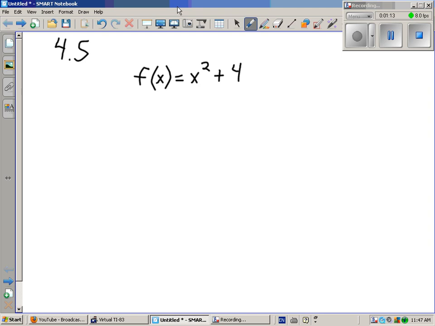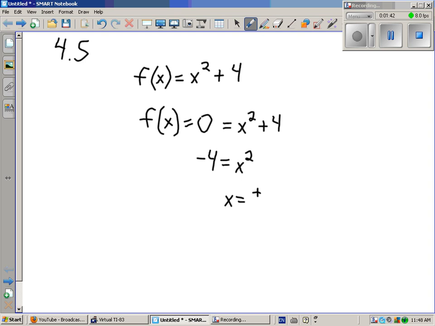But we have to think back to our original definition of a zero. Basically, that is an x value that will make the function equal to 0. Well, let's try it out. x squared plus 4, subtract 4 from both sides, we get negative 4 is equal to x squared. Now, this of course has no real answer, but if we delve into the world of complex numbers, we can find that x is going to be equal to plus or minus 2i. And so we can have imaginary zeros. The reason this doesn't show up on our xy plane is because the xy plane deals strictly with real numbers, not imaginary numbers.